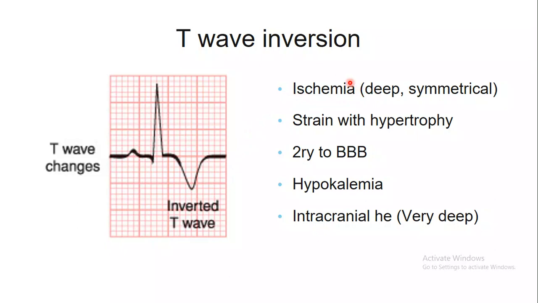On top is ischemia, suspected when the T wave inversion is very deep and symmetrical. It might be strain, but we will find the hypertrophy criteria on the ECG. It might be secondary to bundle branch block or electrolyte imbalance like hypokalemia. It's also seen in cases of subarachnoid hemorrhage, but this is actually a very deep symmetrical inversion.